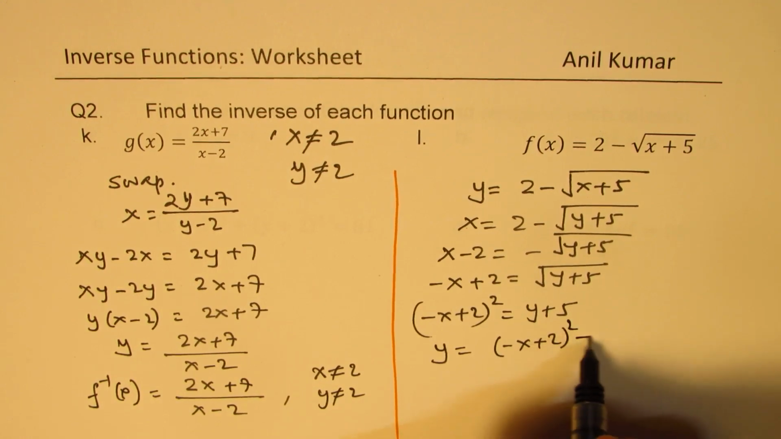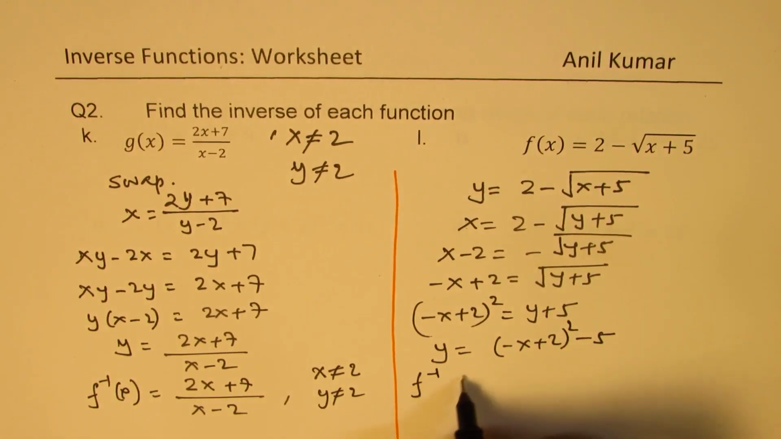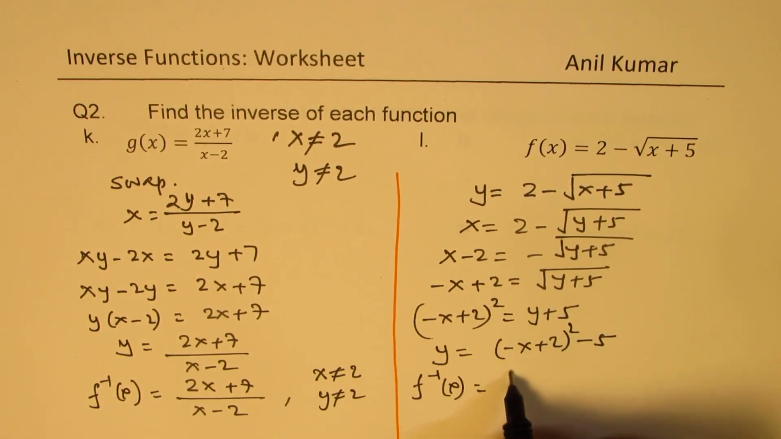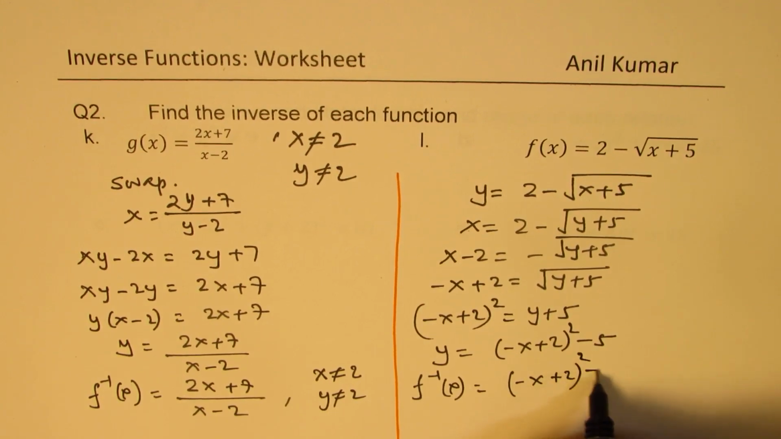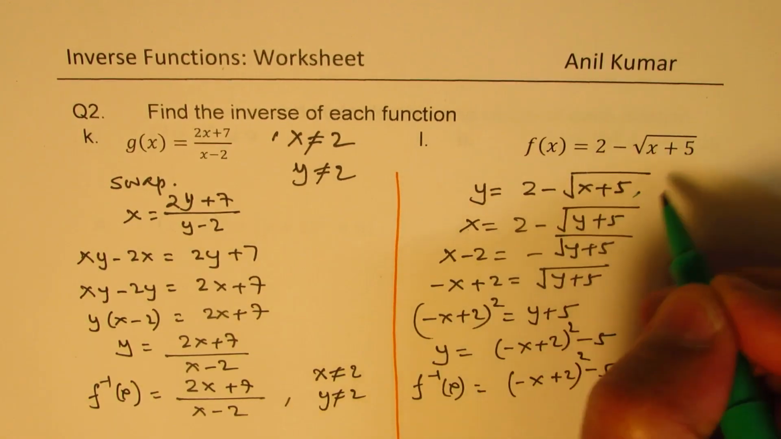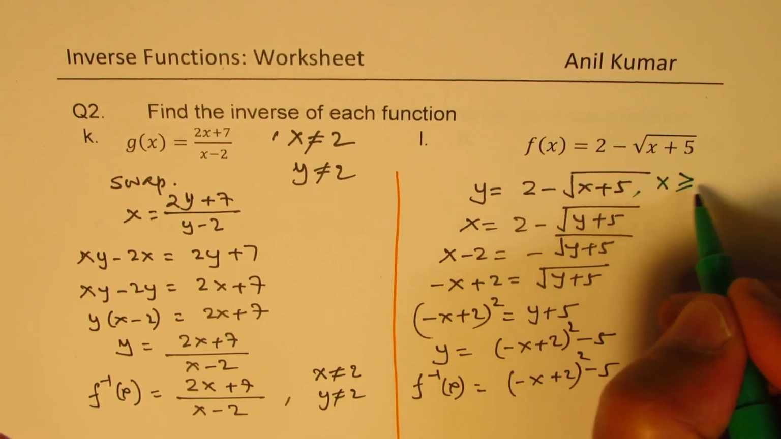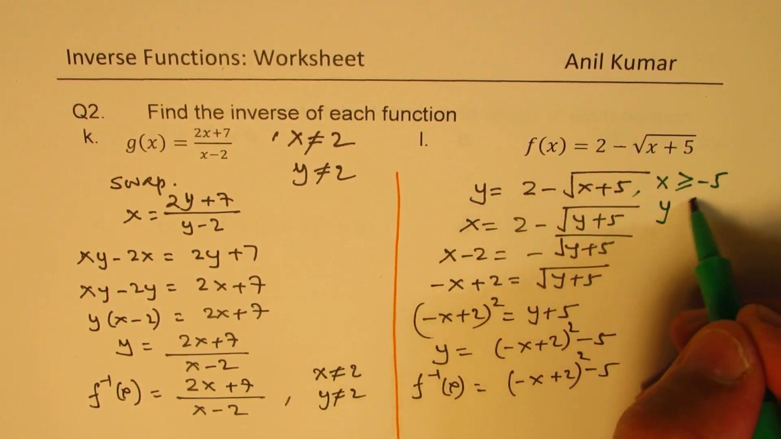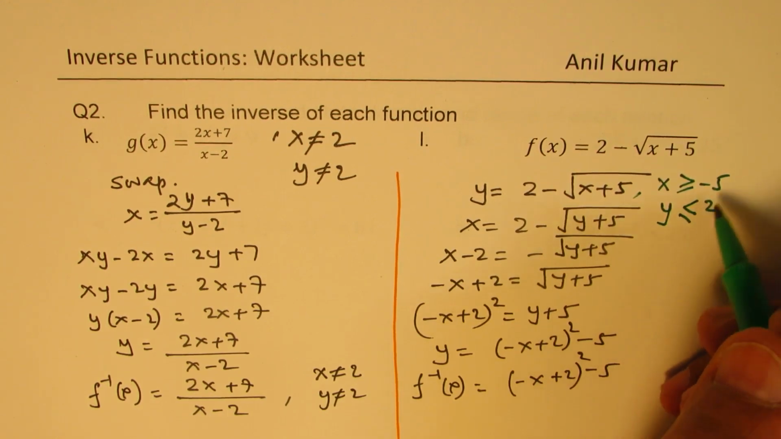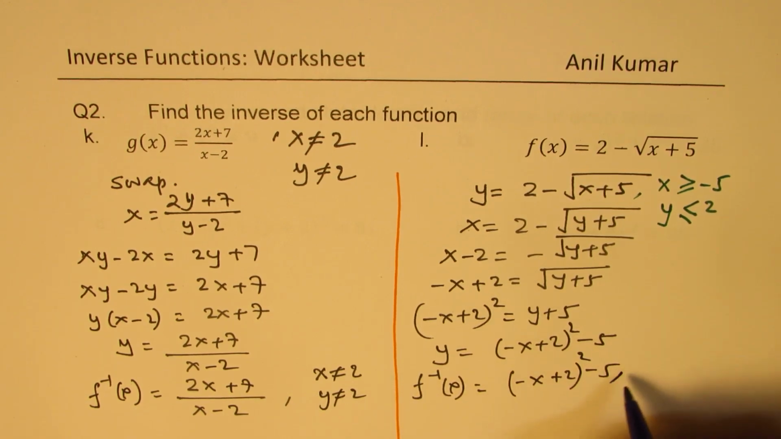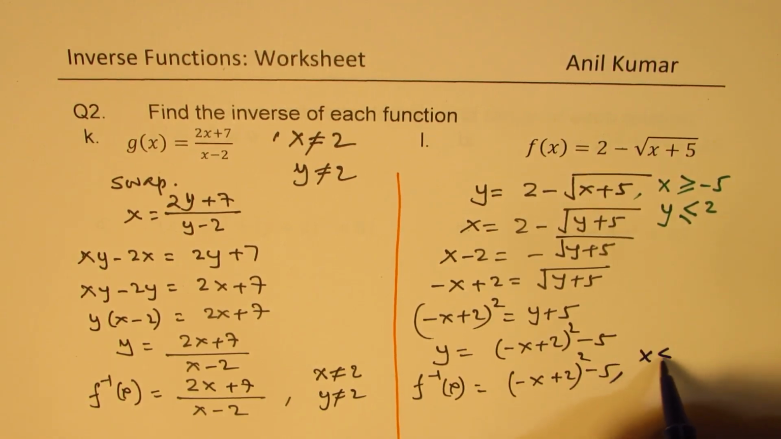or y equals (minus x plus 2) whole square minus 5, or the inverse in this case for the function, inverse is a function here, will be, you could write like this, (minus x plus 2) whole square minus 5. Clear? Now in this particular case, remember, as far as the function is concerned, x has to be greater than or equal to minus 5, and the y value, in this case, it is going down, right? It's less than or equal to 2. So here, when you write the function, you have to mention that in this case, for the inverse, x is greater than or equal to 2, and y is greater than or equal to minus 5.